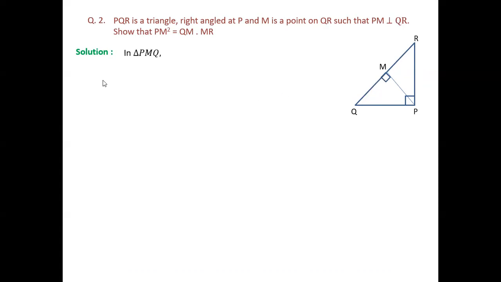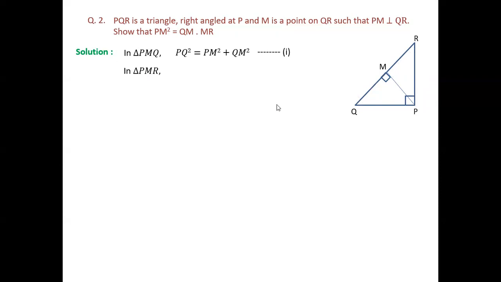Now, in triangle PMQ, this bottom triangle, 90 degrees is here. So this is the hypotenuse. So you are using the Pythagoras theorem. So PQ square is equal to PM square plus QM square. Let us number it as first equation. Now take the triangle PMR. In this triangle, this is the hypotenuse.